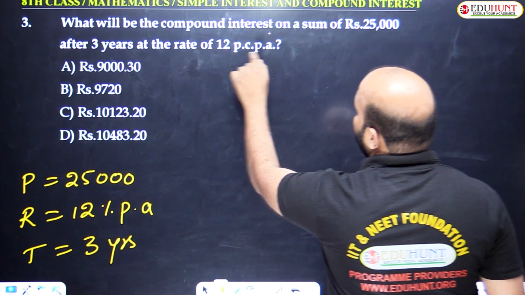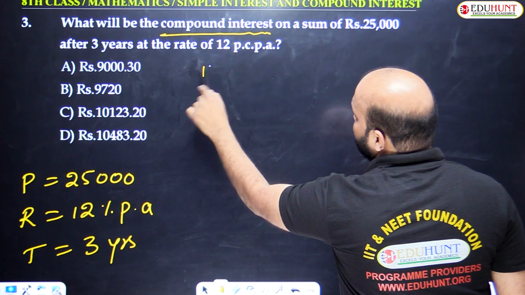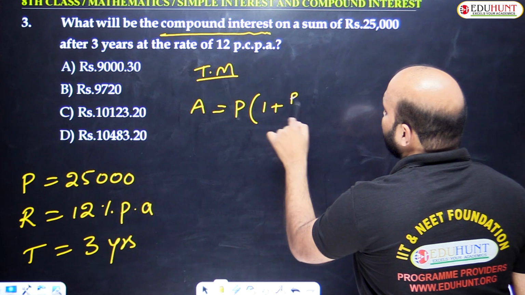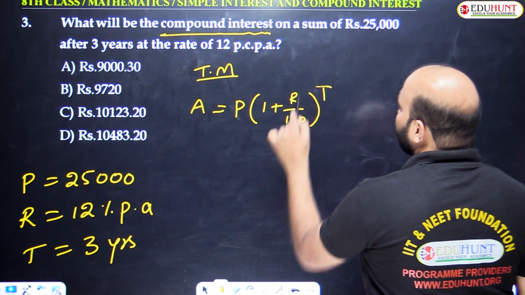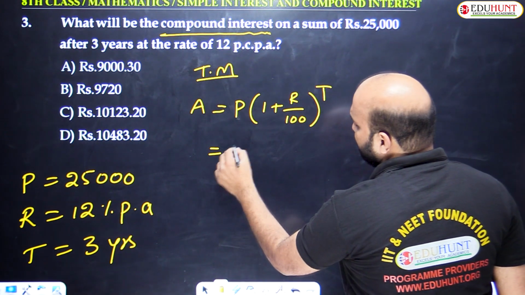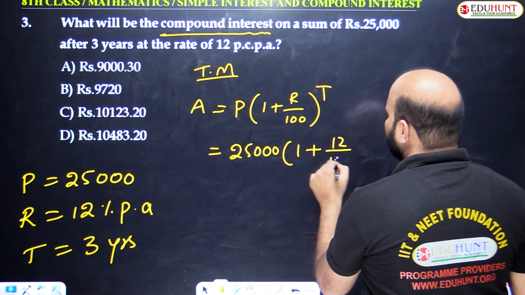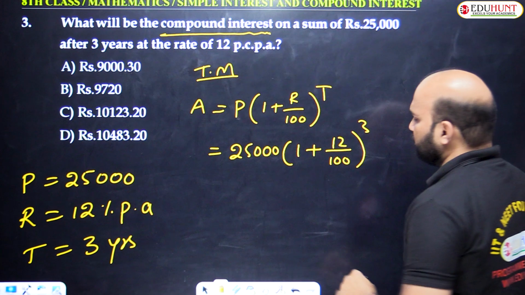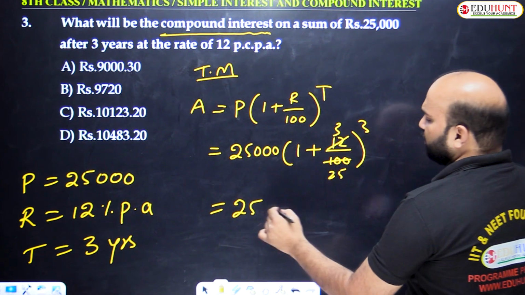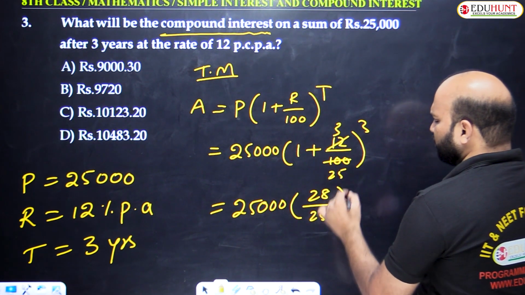So if it is asking for compound interest, don't use the direct compound interest formula. First you have to use the traditional method. So amount equals P into 1 plus R by 100 whole power T. The values P, R, T are already given, so put those values into that equation. P value 25,000, into 1 plus R value 12% by 100, whole cube, T value 3. 4 3s are 12, 4 25s are 100. So within the bracket, 1 plus 3 by 25, which can be written as 28 by 25 according to the LCM, whole cube.